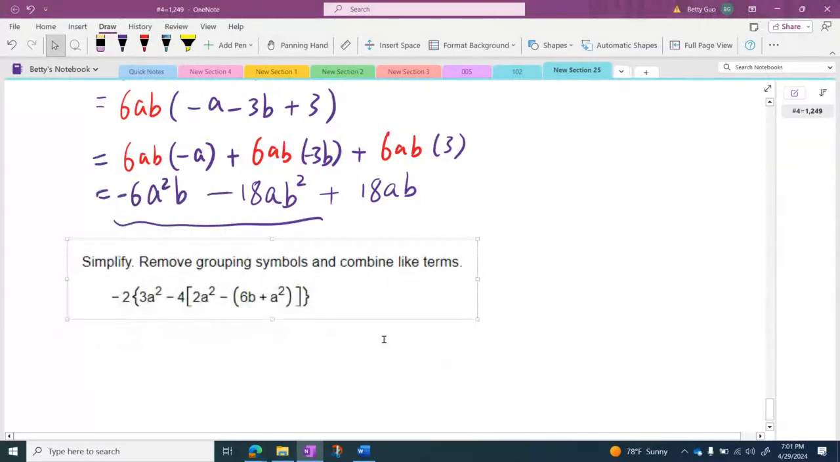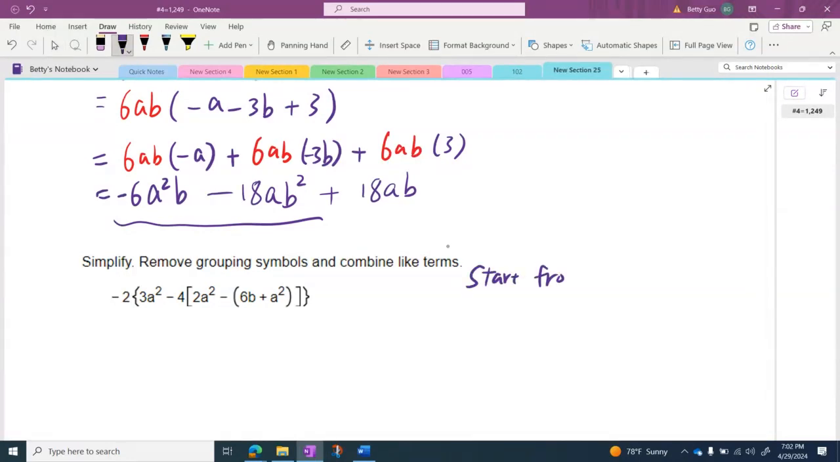Simplify. Remove grouping symbols and combine like terms. Ooh. We have 3 sets of grouping symbols. When you have something like this, start from the inside. We start from the parentheses, and then we do the bracket, and then we do the braces. Okay, so we are going to do this yellow part first, and then copy everything else.